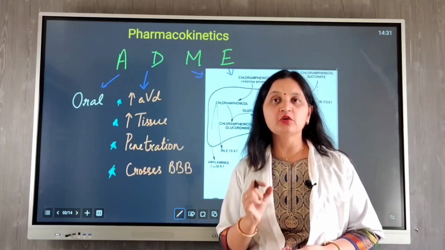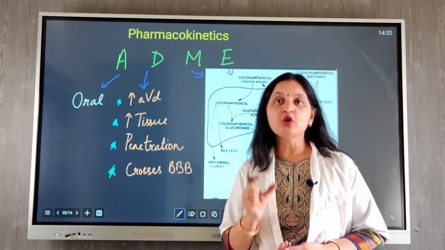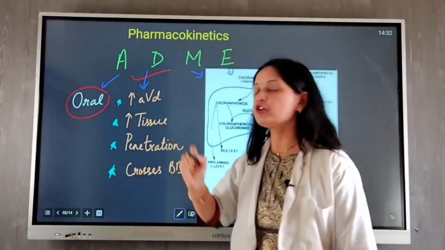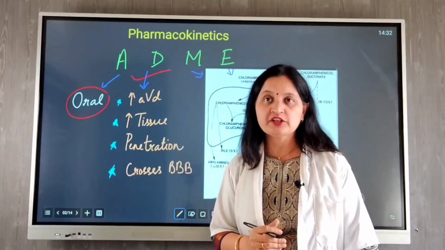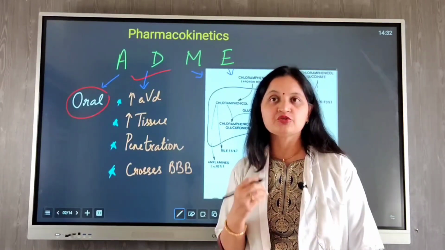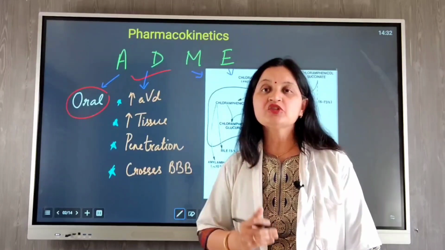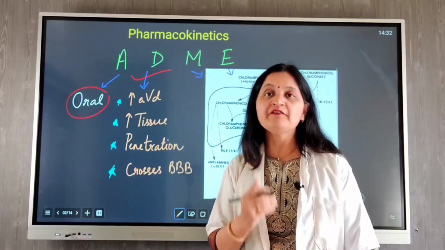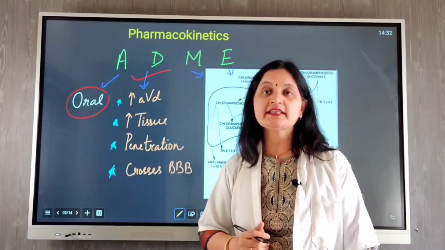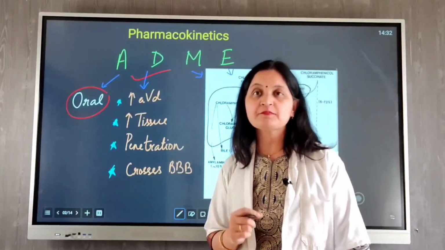When it comes to absorption, chloramphenicol is rapidly and completely absorbed in the intestinal tract. Therefore, the commonest route of administration is oral. When it comes to distribution, chloramphenicol has a high volume of distribution. It has high tissue penetration. It can penetrate into the serous cavities, into the peritoneal cavities. It can cross the blood-brain barrier and reach the cerebrospinal fluid. Therefore, chloramphenicol can also be used for the treatment of meningitis, because it attains high concentration in the cerebrospinal fluid.